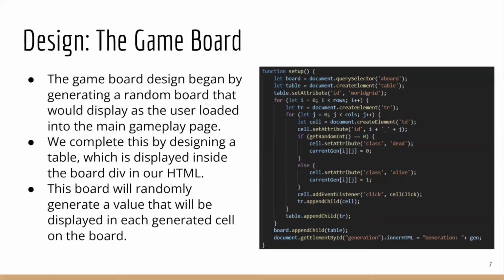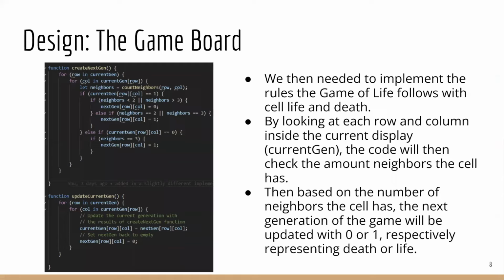And then we basically update this table to the board where it can be showcased, as well as we display the generation. At setup, the generation is going to be 0. So that way you can see what generation of the pattern you're on and see this randomized board of alive and dead cells when you start.